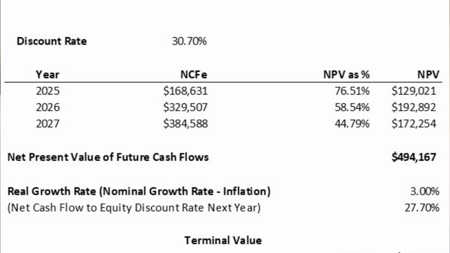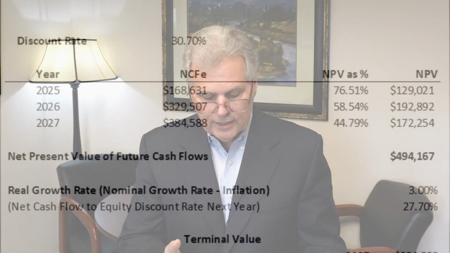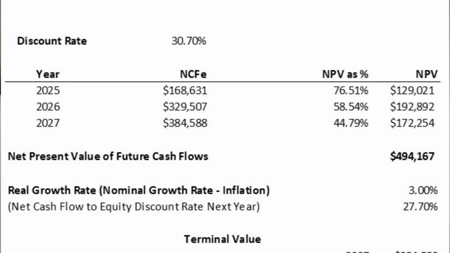Let's walk through an example of a discounted cash flows to present value, and it's a two-stage method. Now in this example, we had a 3-year cash flow projection in 2025 of $168,000, '26 of $329,000, and in '27 of $384,000. And those are discounted to net present value, which is the column on the far right-hand side of the sheet here. And you can see, it adds up to a total of $494,000. So that's the first step.